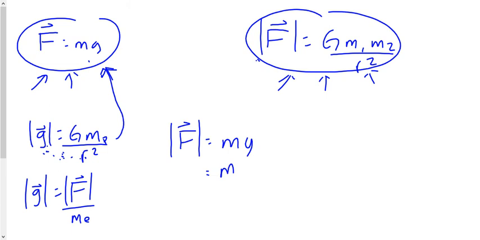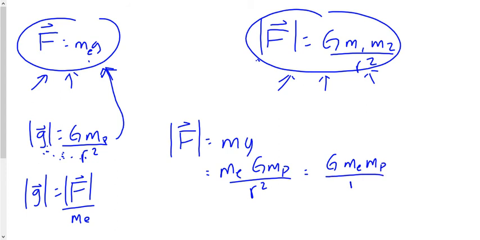this, by the way, would be the mass of the experiencer, right? What's experiencing the field? So we're going to say the mass of the experiencer times little g is G times the mass of the producer over r squared. What does this become? G times me times mp over r squared.